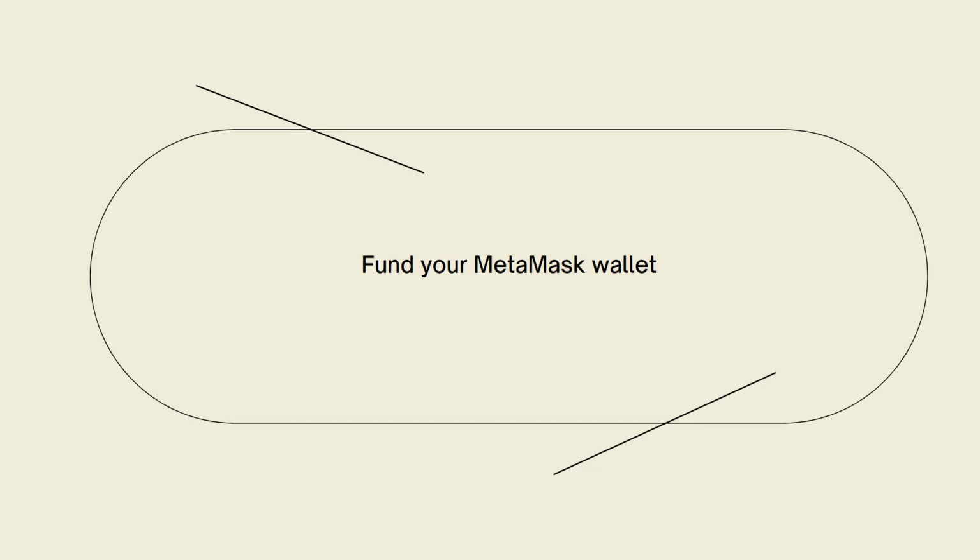Now fund your MetaMask wallet. Before buying PEPE Coin, make sure you have sufficient funds in your MetaMask wallet. You can add Ethereum or any other supported cryptocurrency to your wallet by clicking on the account icon in MetaMask, selecting Add Tokens and following the instructions to deposit funds.